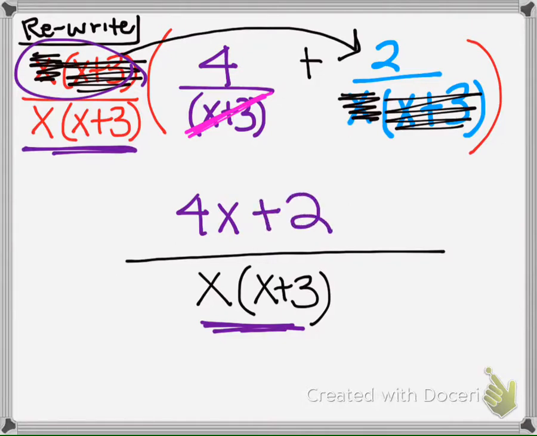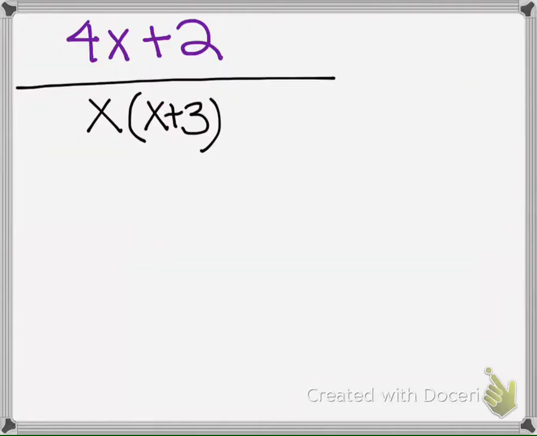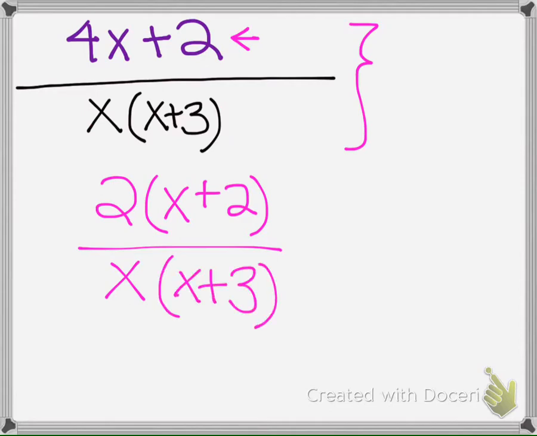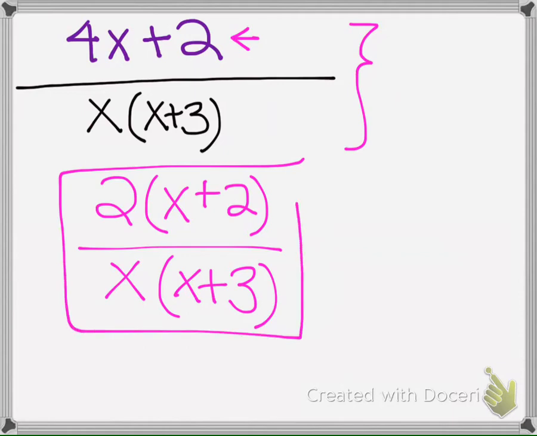Now our last step is to see if the whole fraction can be simplified. So now I'm going to take the numerator and factor it, and see if there's anything I can cross out. And there's nothing that we can cross out or divide out. So that is our final answer.